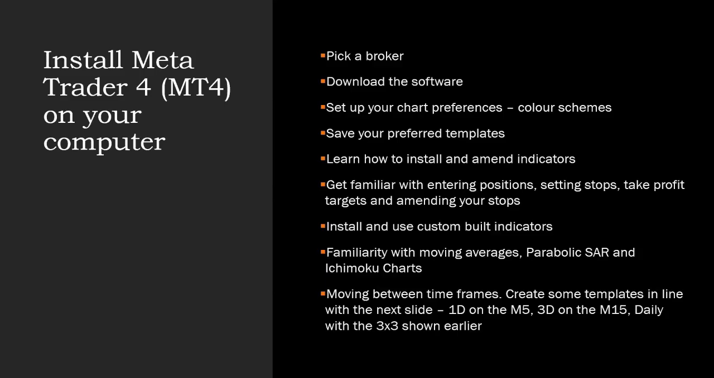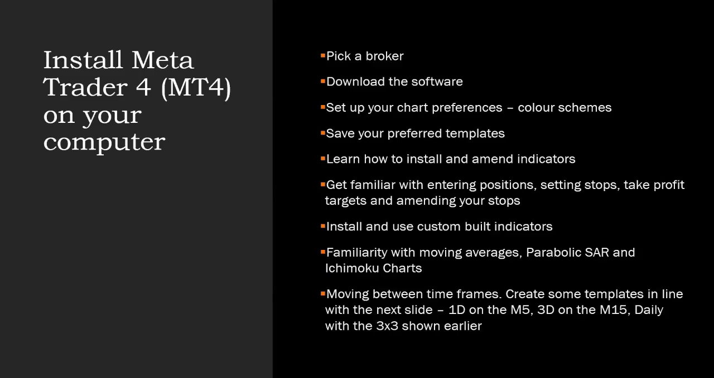We'll create some templates in line with the next slide. So you would remember in the previous session, I had explained to you some key numbers, and we'll show that to you in a minute. So using those numbers, start to get familiar with creating a one-day trend on the M5 chart, which is basically a 324 period moving average on the M5. Then you can just flick the same chart onto an M15 and it'll show you a 3-day trend, a specific trading strategy, a 3x3. And you might want to set that up on your daily chart as a start.